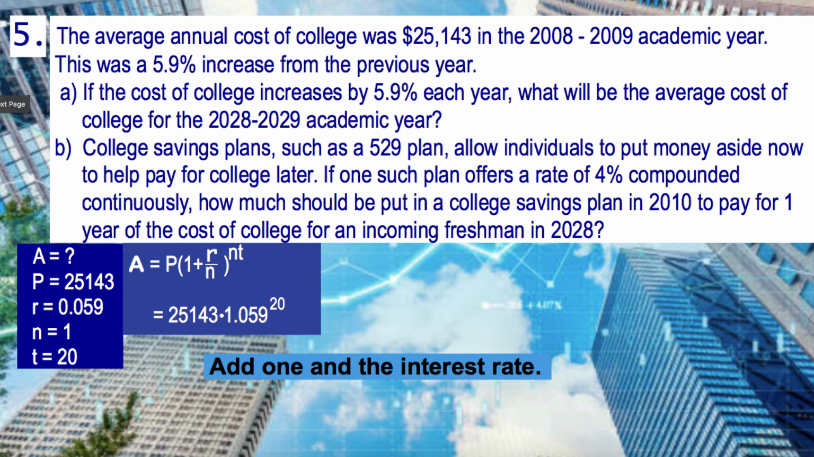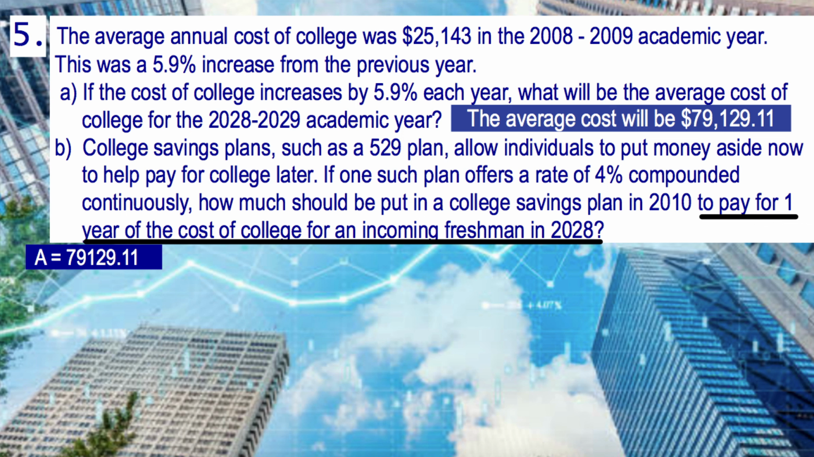Then we add 1 and calculate the interest rate and compute using a calculator to obtain 79,129.113. Rounding to the nearest cent, we obtain the average cost will be $79,129.11.